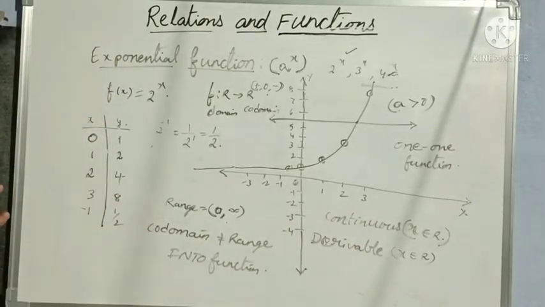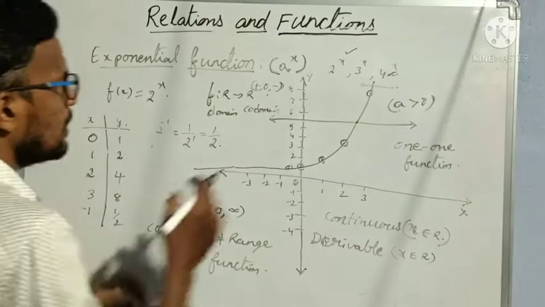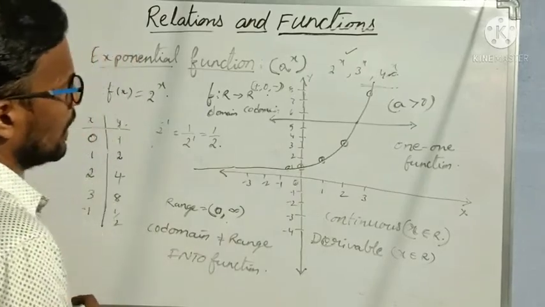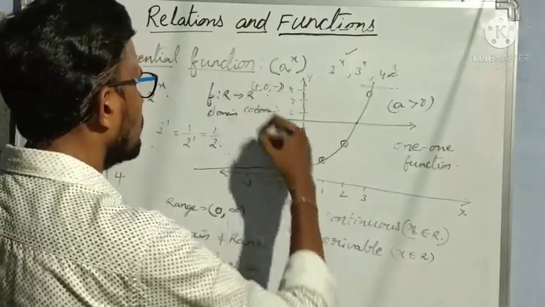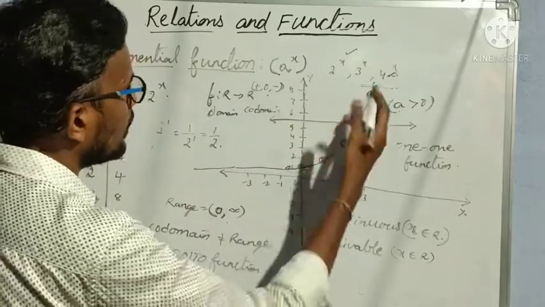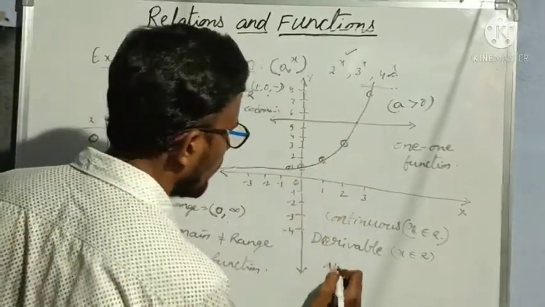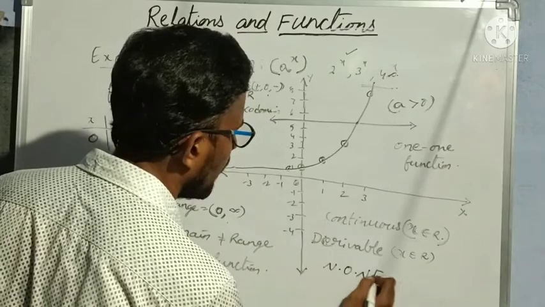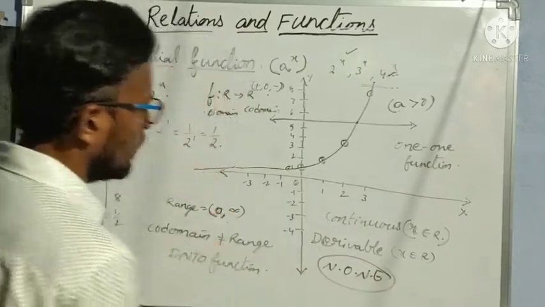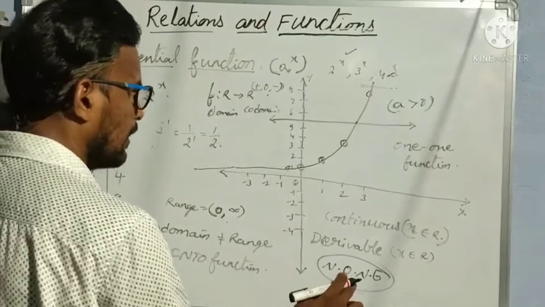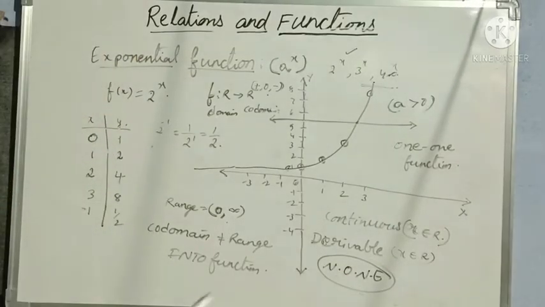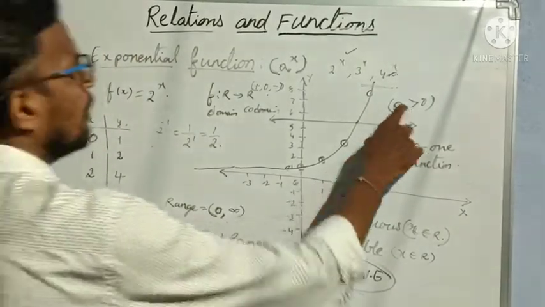Yes. One more important point I forgot. Is this function even or odd? Is this function having any mirror image with respect to the y-axis or with respect to the origin? No. So this function is neither odd nor even. Very important. Understood? What type of function is it? Neither odd nor even. Okay. So this is about the exponential function when a is greater than 0.